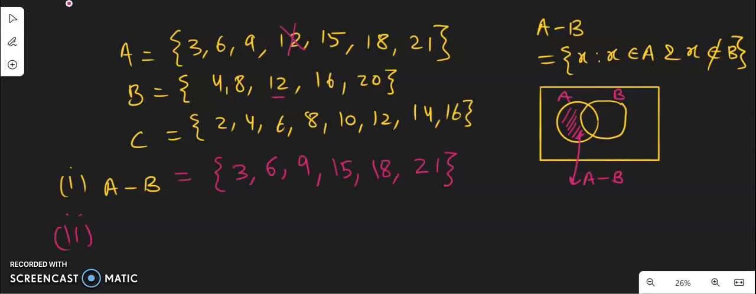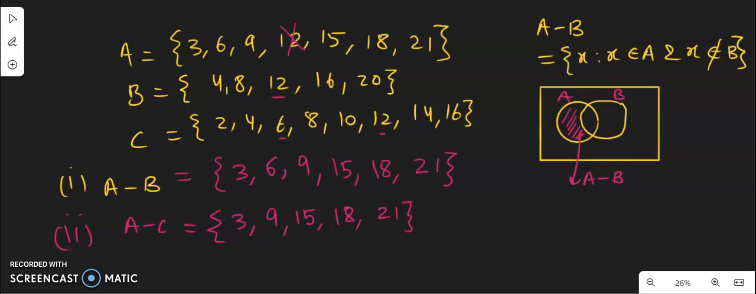Let's say you want to see A minus C. So again, you start checking what is in A and not in C. 3, okay, not in C, I can put 3. 6, yes, it is in C, so I cannot put 6. 9, nowhere in C, I can put it. 12 is in C, I can't put it. 15 is not in C, so I can put 15. 18 is nowhere in C, I can still put it. And then comes 21, nowhere in C, I can put it.